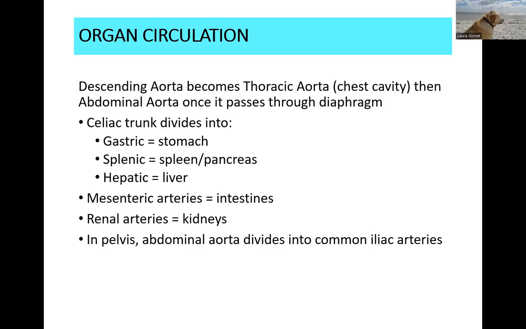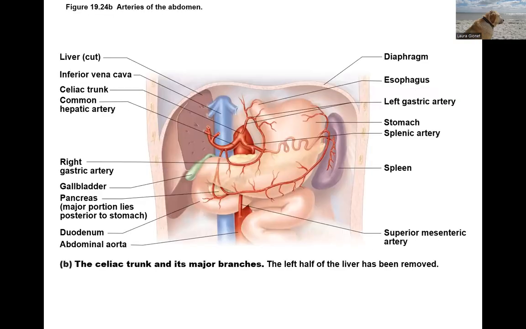And then it continues to about the umbilicus, a little below that, and it's going to divide into iliac arteries. Those ultimately give off branches that supply the organs in the lower part of the abdominal pelvic cavity, and then continue to be the arteries of the legs.